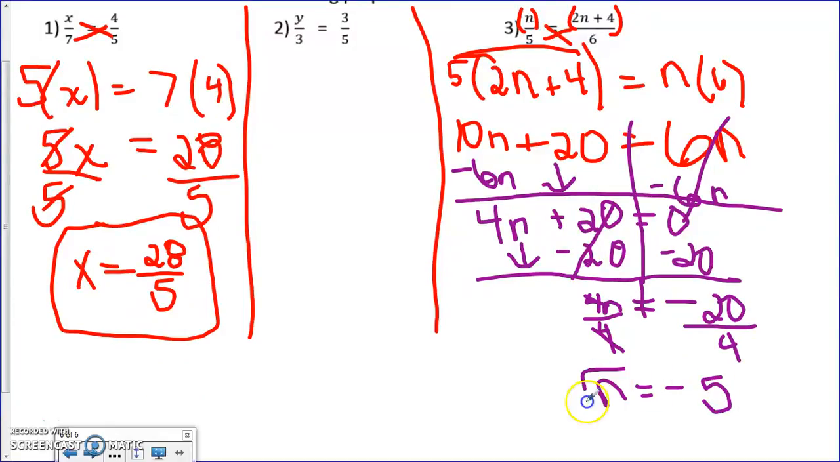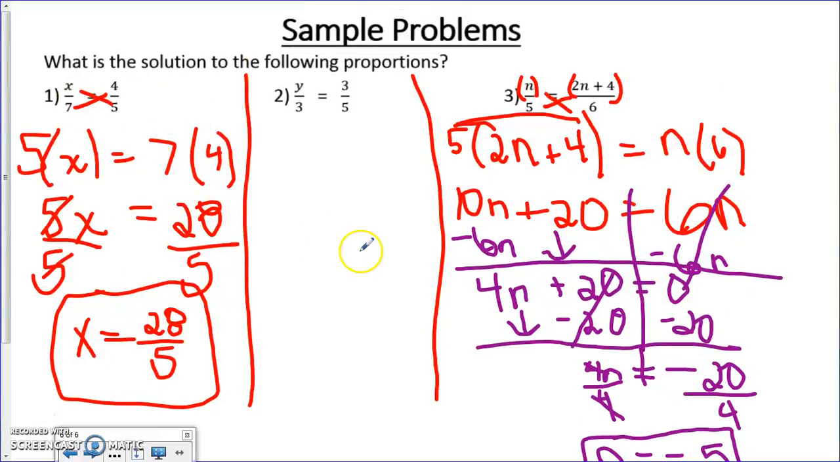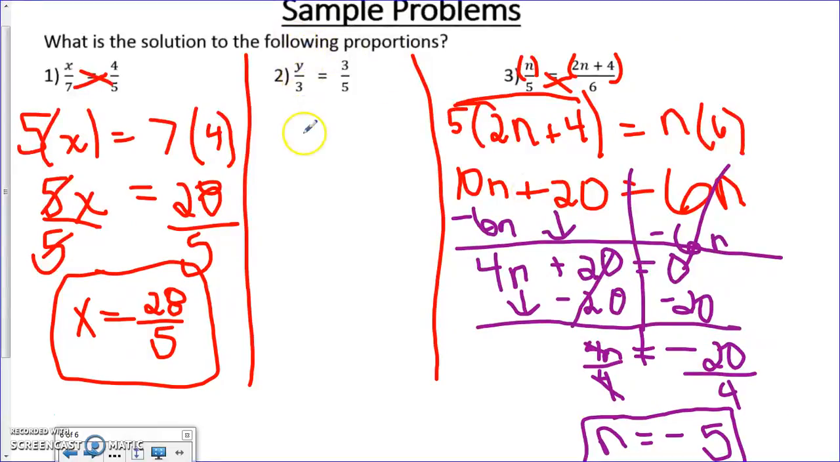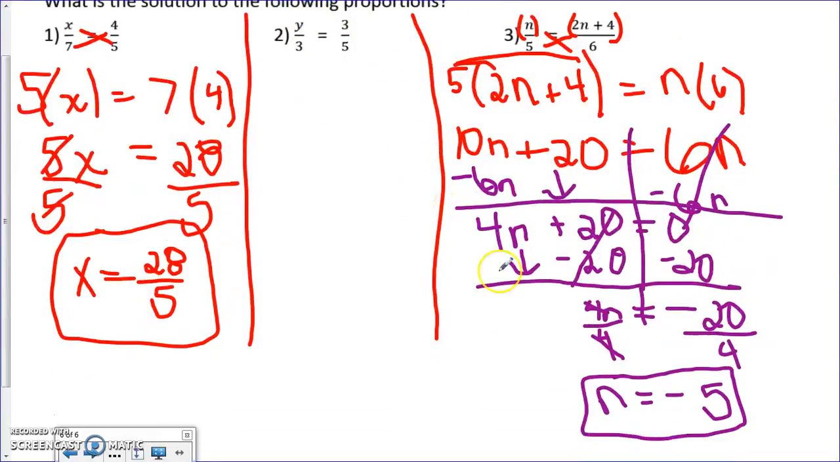And remember, you can always check your answers by substituting the value you got into the original proportion to check that the left-hand side is equivalent to the right-hand side. Again, if you didn't try number 2 yet, I want you to try number 2 because I'm going to ask for your answers tomorrow when you come to class.